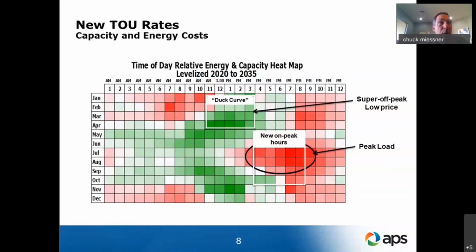Now let's move on to what we did with the time of use rate. We made some pretty big changes. We basically shortened up our time of use hours. Here is a depiction of what we call a heat map. This is capacity and energy costs. You could do this also with your system load or your system net load, but it's basically green means low areas and red means high areas. And so you can kind of see under the red area where I have peak load, those are our new on-peak hours, 3 p.m. to 8 p.m. You can see this is January through December are all the rows going down.